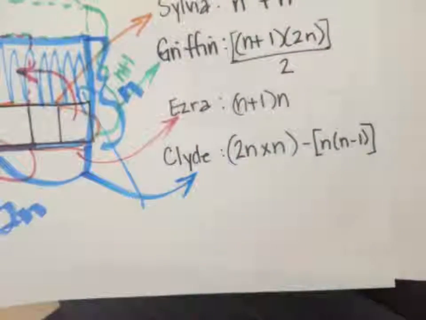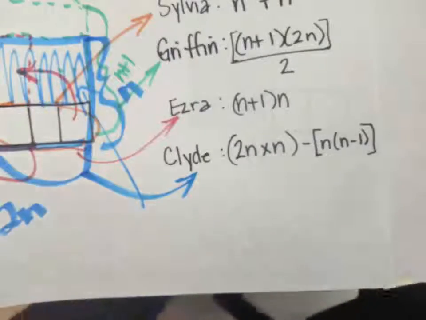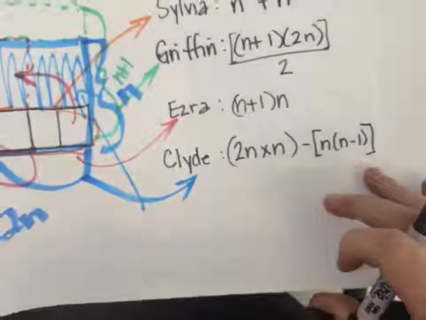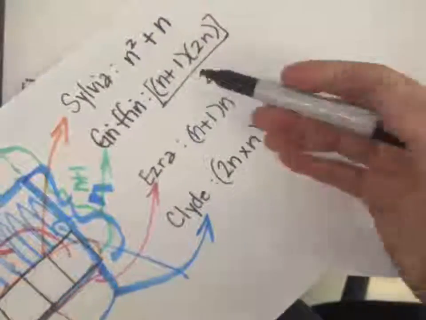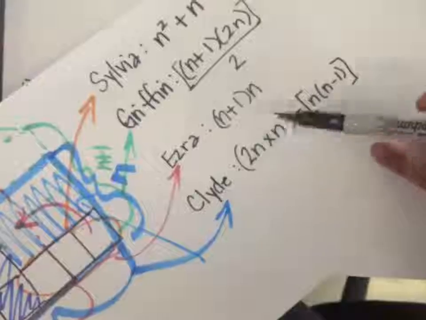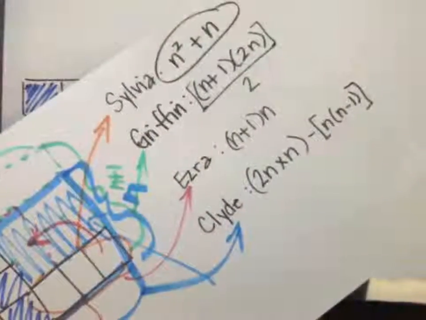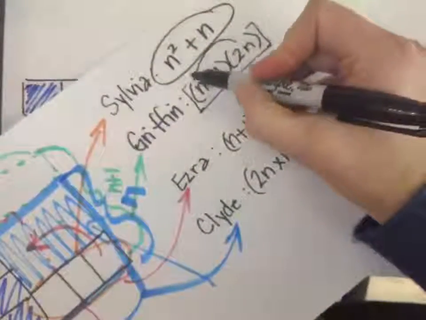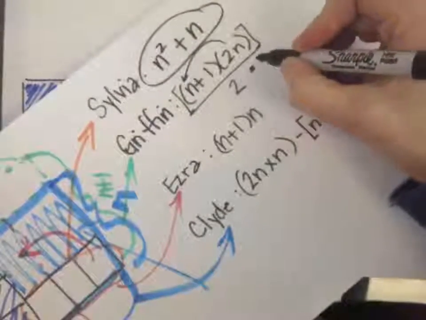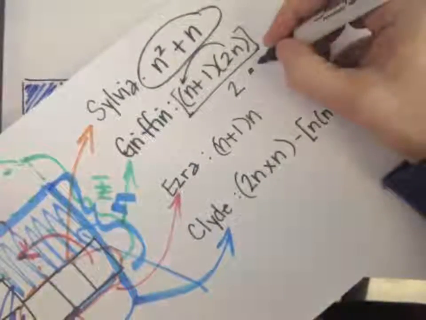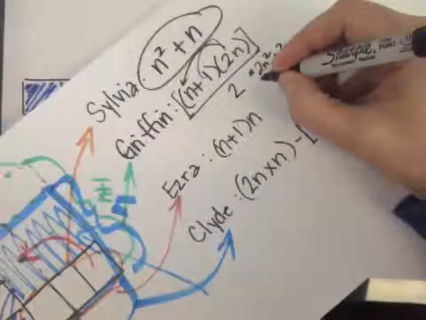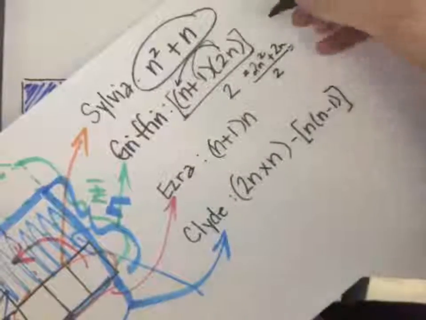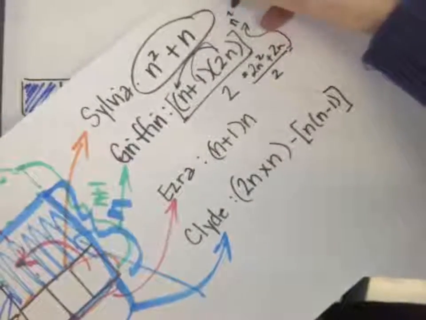What we do after that as a class is we go through and simplify all of our expressions so we can see that they are actually all the same, even though they look so different. Sylvie's is as simple as we can get it, but then we'll practice simplifying. So here we're going to distribute the 2n times the n, and we get 2n squared plus 2n, and we divide that by 2. When we simplify that, we end up with n squared plus n, which matches up with Sylvie's.